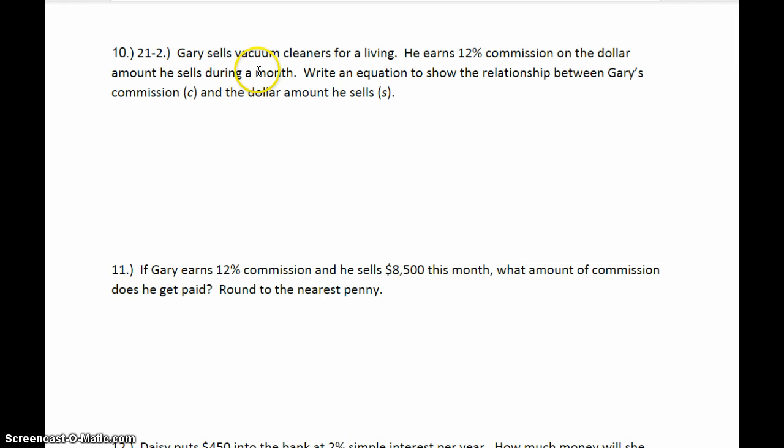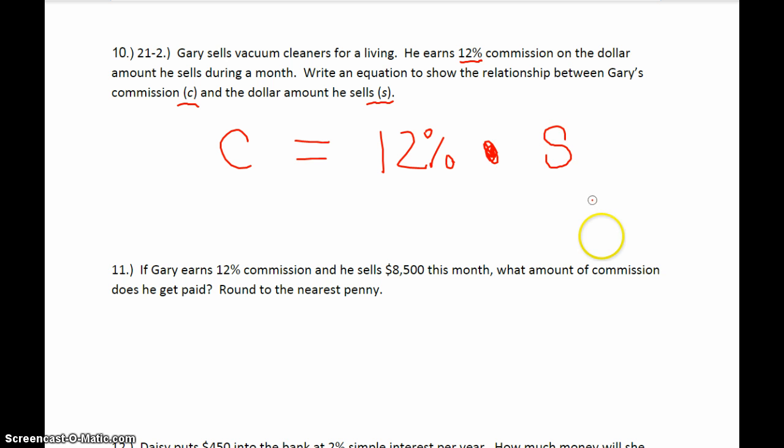Okay, so Gary sells vacuum cleaners for a living. We're going to be writing an equation. I even put learning target 21 there. He earns 12% commission on the dollar amount he sells. And I need to write an equation to show the relationship between Gary's commission, C, and the dollar amount he sells, S. Well, I know that his commission is 12% of whatever he sells. This is an S. So his commission is 12% times the amount he sells. Commission is 12% of the amount of sales.